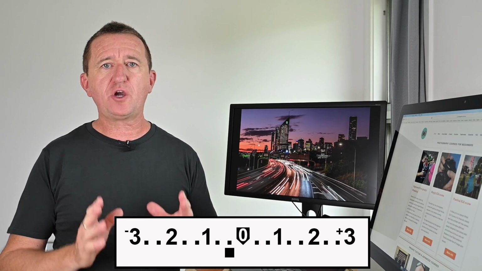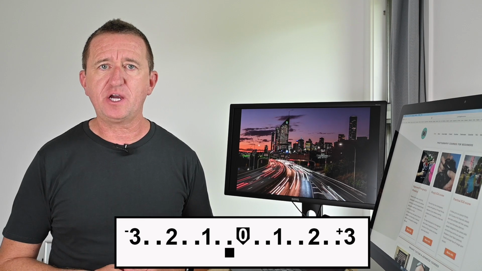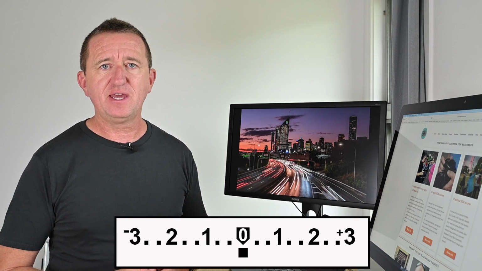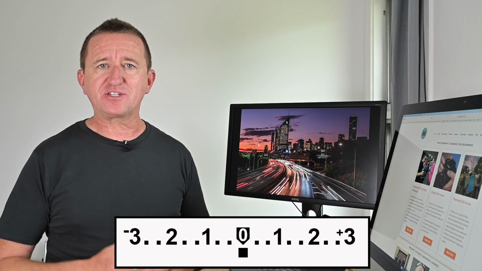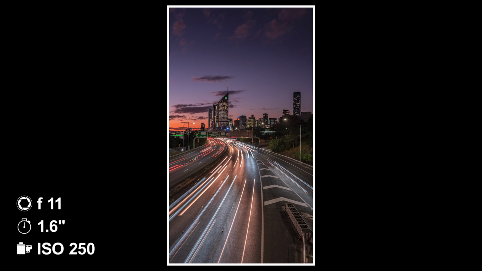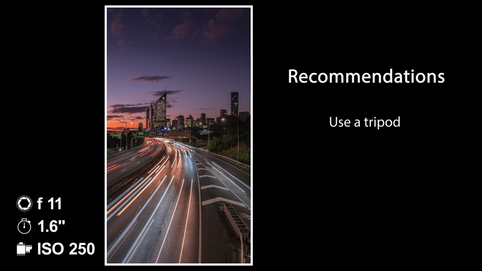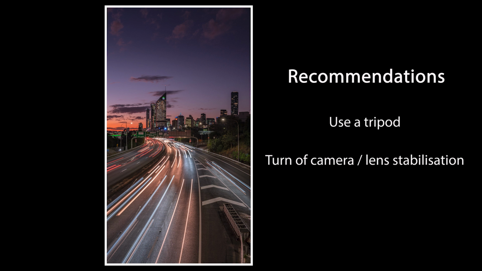Now, once I locked in my shutter and aperture, I checked the camera's light meter, which was showing a very slight underexposure. So I increased the ISO from 200 to 250. And then I was done and I was ready to take the shot. Now, if you want to try this for yourself, make sure you're using a tripod. Also, I suggest turning off any camera or lens stabilization, and if possible, use a remote or the camera's built-in self-timer to help minimize unwanted camera movement.